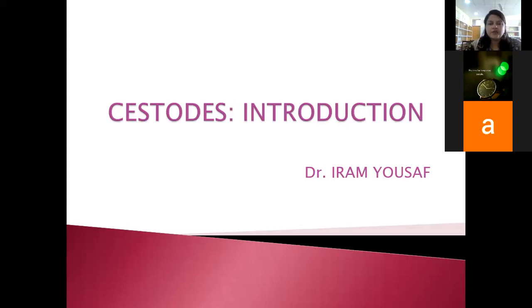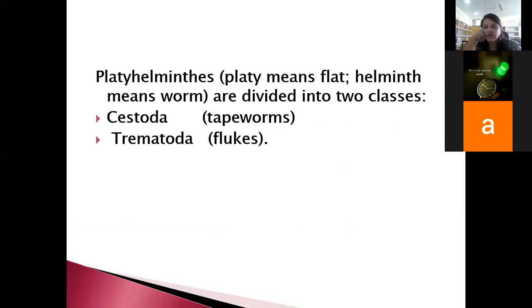Okay, let's start with the cestodes. Basically, they are platyhelminths, which means flat worms, and all the flatworms are further divided into two different types. One is cestoda or tapeworms. The other one is trematodes. So first of all, we will start discussing cestodes.